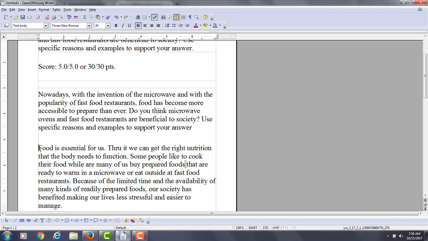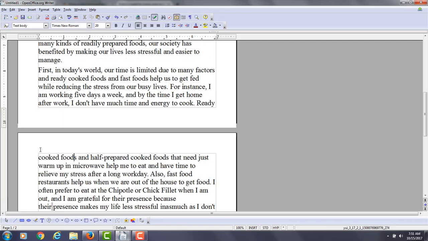Okay, here we go. So food is essential for us. Through it, we can get the right nutrition that the body needs to function. Some people like to cook their food, while many of us buy prepared foods that are ready to warm in a microwave or eat outside at fast food restaurants. Because of the limited time and the availability of many kinds of readily prepared foods, our society has benefited by making our lives less stressful and easier to manage.